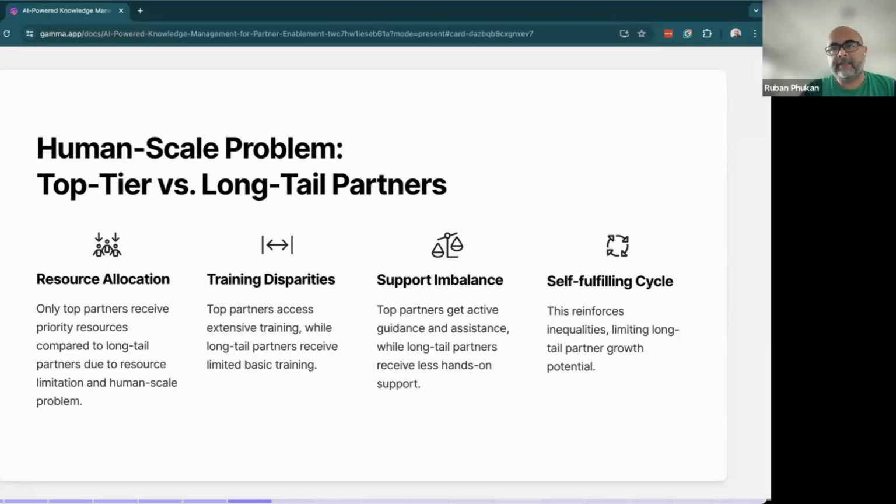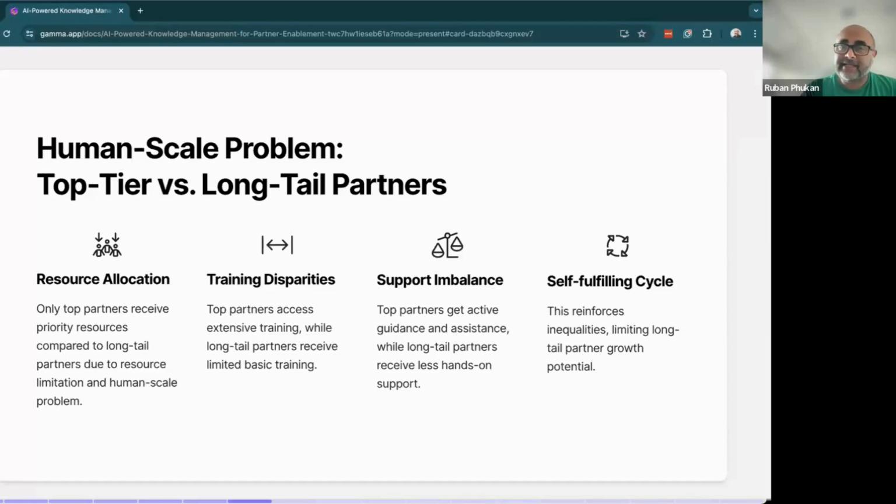There is also a support imbalance, quite naturally, in that the top tier partners get higher preference than the long tail when it comes to support. So all of this results in a self-fulfilling cycle, where only the top tier partners who are getting that high touch, personalized support can effectively perform better for the company, but the whole long tail pretty much has to come up on their own. And it's a slow process.